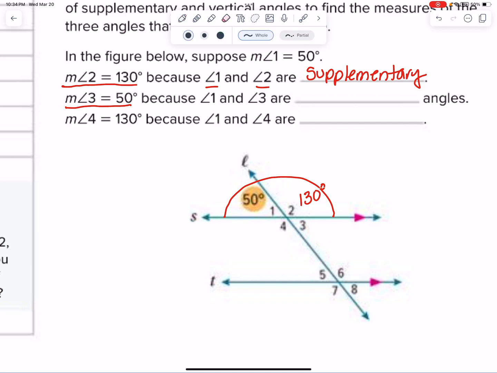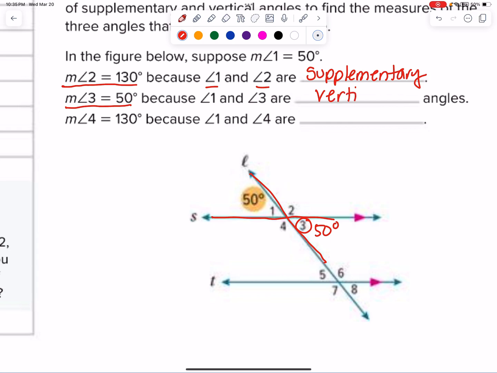It says the measurement of angle 3 is 50. I'm going to go ahead and erase some of this stuff here. How do you know that the measurement of angle 3 is 50? Because angle 1 and 3 are what kind of angles? Remember, here's our X. What kind of angles are those? They are vertical angles. And remember, vertical angles are equal to each other. All right, let's go ahead and erase that now, clear up our workspace here.